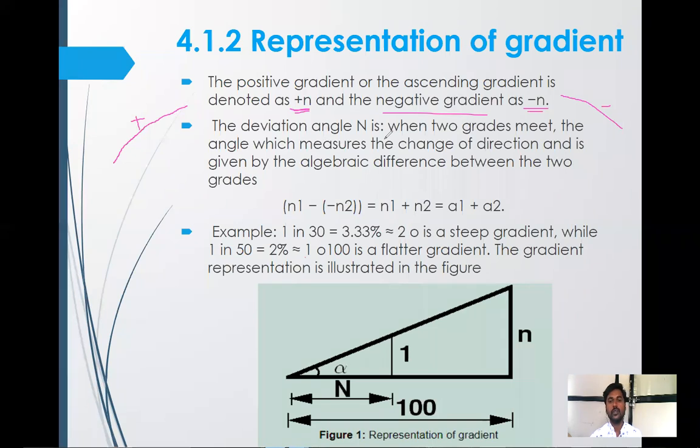The deviation angle N is the angle, when two grades meet, which measures the change in direction, and is given by the algebraic difference between the two. That is what the deviation angle, capital N, is given as: the algebraic difference. Suppose this is the rising gradient and it meets with the falling gradient. From here it is negative. From here it is positive. And suppose I have drawn the tangent to this.